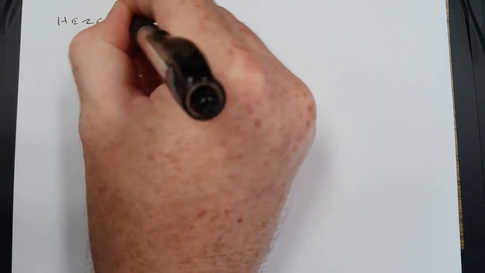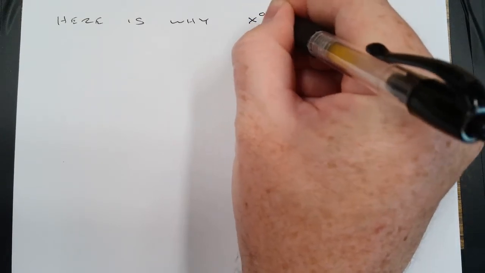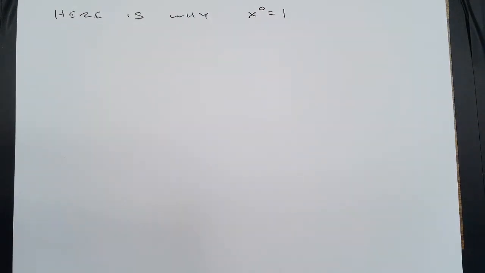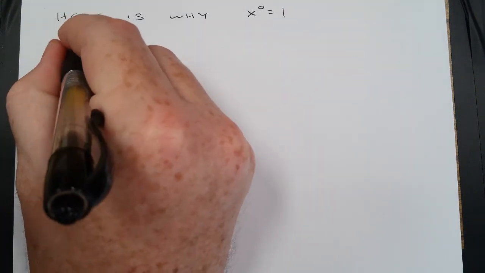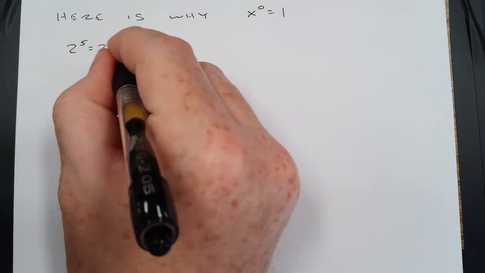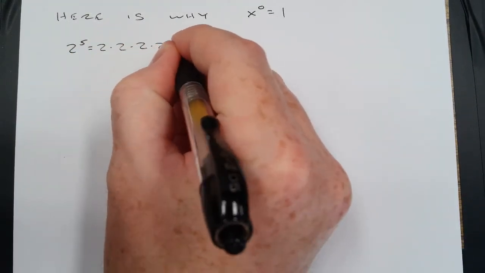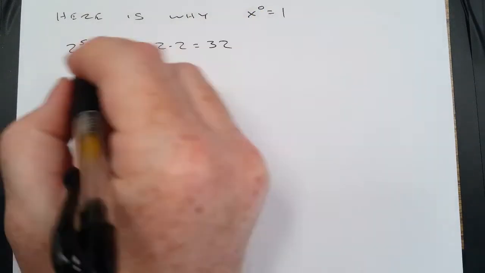Here is why any number to the 0 equals 1. I'm going to show you the example with two different numbers. Let's start with 2 to the 5th. 2 to the 5th is 2 times 2 times 2 times 2 times 2, which equals 32.